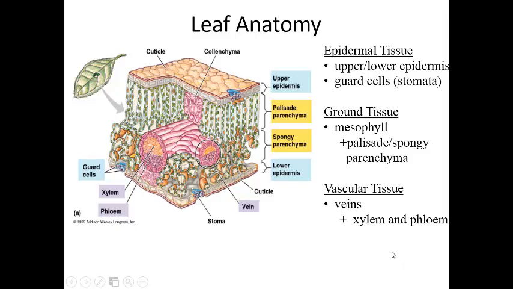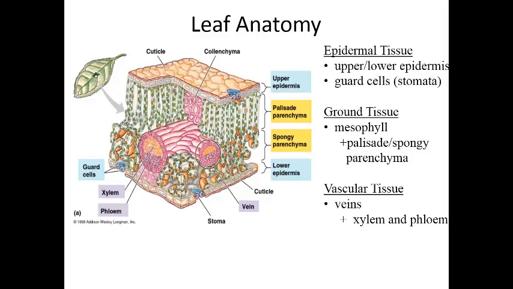Welcome to AP Biology. This video is on plant structure and nutrition. We begin by looking at the structure of a leaf. A leaf is made up of three different tissue types. We have epidermal tissue, ground tissue, and vascular tissue.